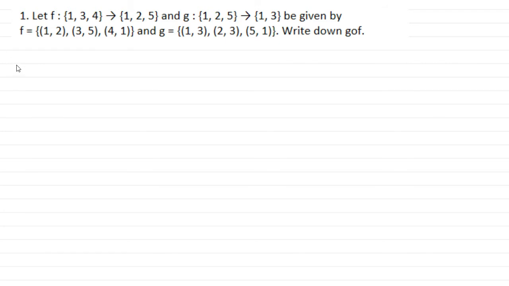The first question is, let f be a function from the set {1, 3, 4} to the set {1, 3, 5}, and g be a function from the set {1, 3, 5} to the set {1, 3}, given by f = {(1, 2), (3, 5), (4, 1)} and g = {(1, 3), (2, 3), (5, 1)}. Write down gof.